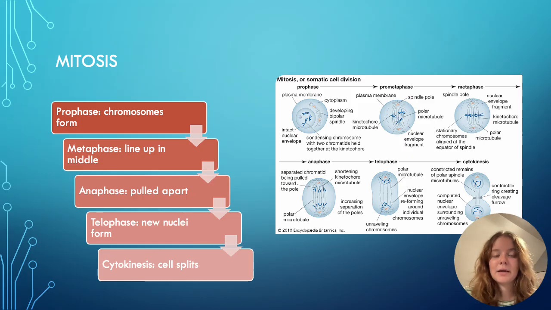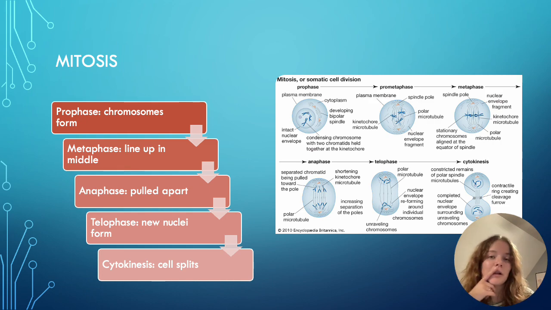Next, we'll talk about mitosis. This is what I said earlier about the phases. And this ends in identical daughter cells. So you have prophase where chromosomes form, metaphase, where they line up in the middle, anaphase, where they're pulled apart. Then you have telophase, where the new nuclei form, and then cytokinesis, where the cell splits.